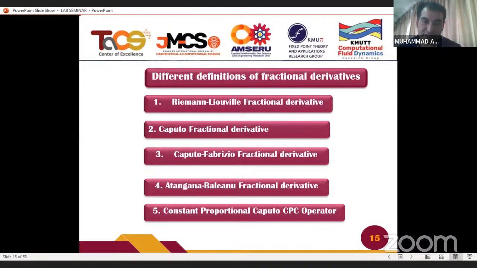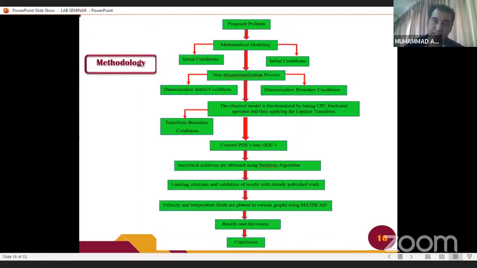And in the present study, we have highlighted the impact of the CPC operator. What is the CPC operator? The CPC operator is the combination of the constant proportional and Caputo operators. The Caputo and constant proportional operator, so it gave us CPC. This is my solution methodology.